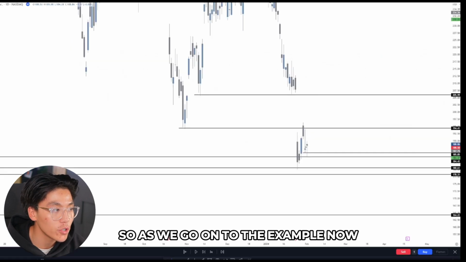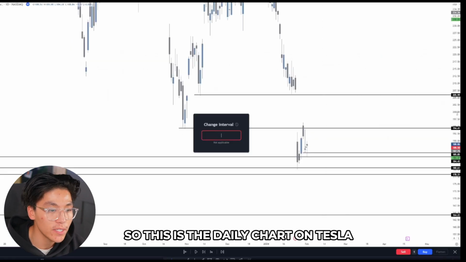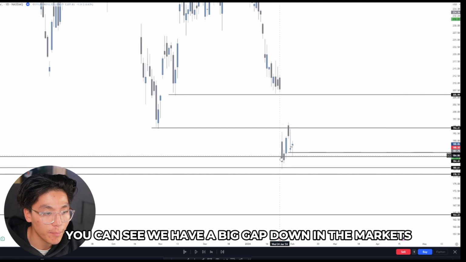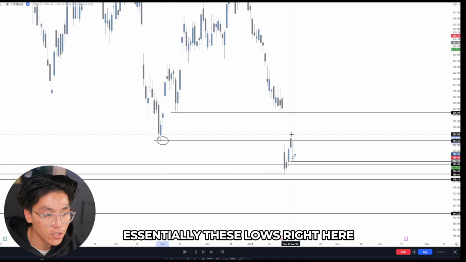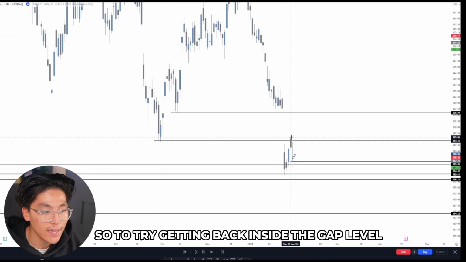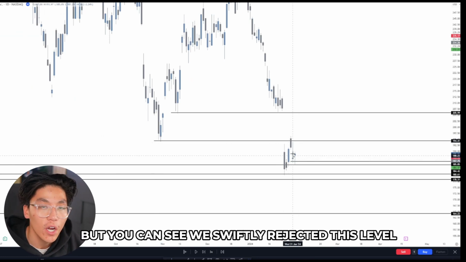So as we go on to the example now, what was I seeing, right? So this is the daily chart on Tesla. You can see we have a big gap down in the markets. We came back up to try and test essentially these lows right here. So we tried getting back inside the gap level, but you can see we swiftly rejected this level.